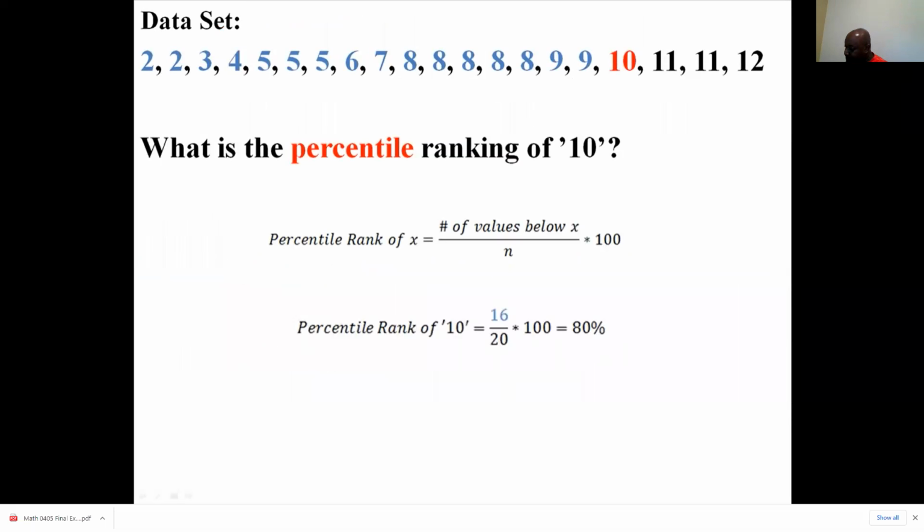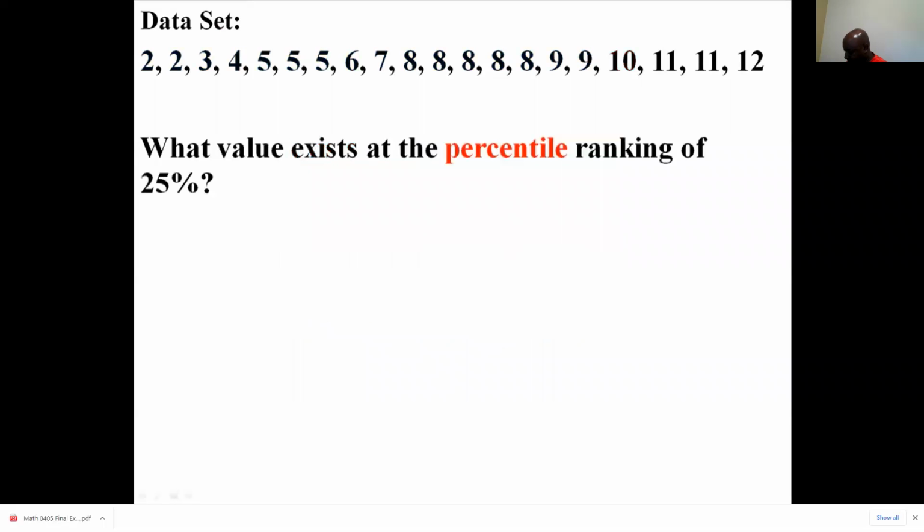So there are 16 blue numbers below 10, and there are 20 total numbers. So 16 divided by 20 times 100 is 80%. The percentile rank of the value 10 is 80% because 80% of the scores lie below it.